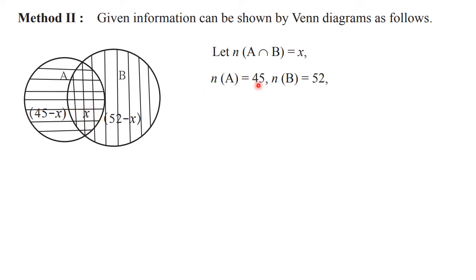Now n of A is 45. That means this total number of students is 45. But already X are written here in the common part. So this remaining part is 45 minus X. Please take a note of this.